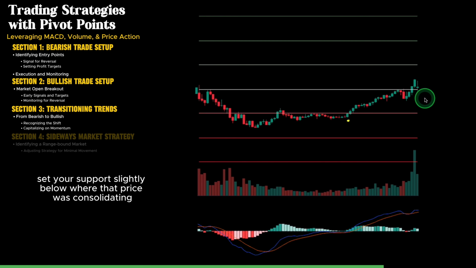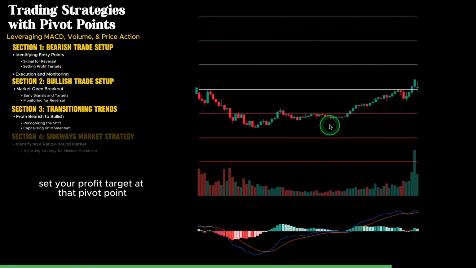Set your stop loss slightly below where that price was consolidating, because a move below that would be a break in that trend. Set your profit target at that pivot point. So that could be another quick trade for the day.